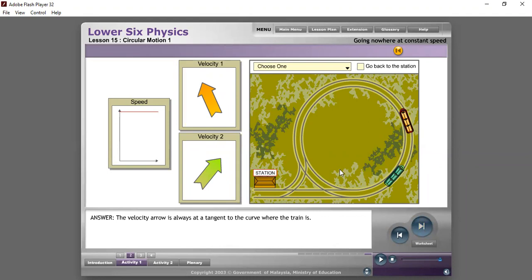What is meant by tangent? That means 90° to the circle. This is the center, right? The radius always points to the center. This direction will be 90° to the circle. This one, 90° to the circle. So from here, this is the circle, so this is 90°. For this trend, this will be the 90°. So the velocity is always tangent to the circle.